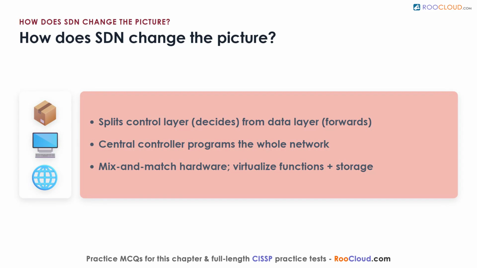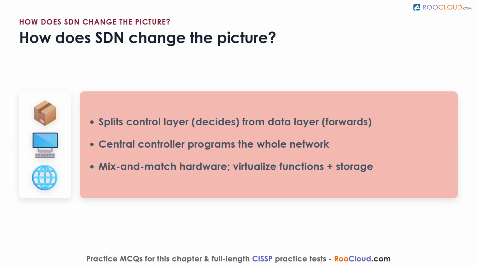Traditional networks bake decisions into each router and switch, locking you into vendors and limiting flexibility. This approach splits the control layer, which decides where traffic should go, from the data layer, which simply forwards it. A central controller programs the whole network through interfaces, letting you mix and match cheaper hardware from any vendor and adjust settings from one console.